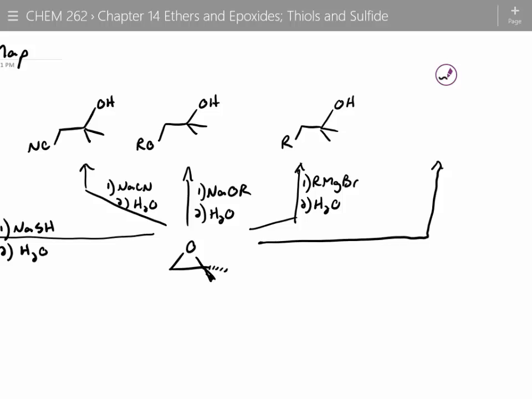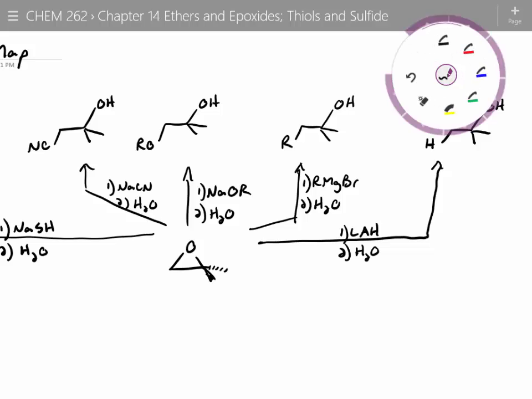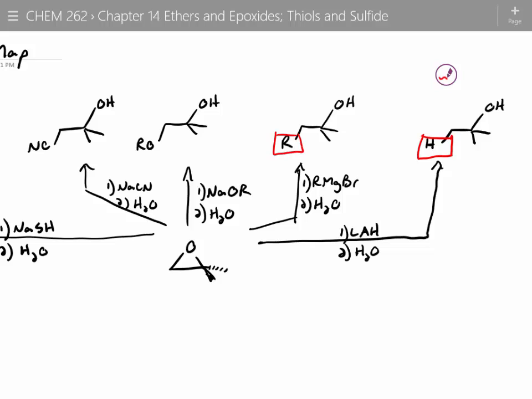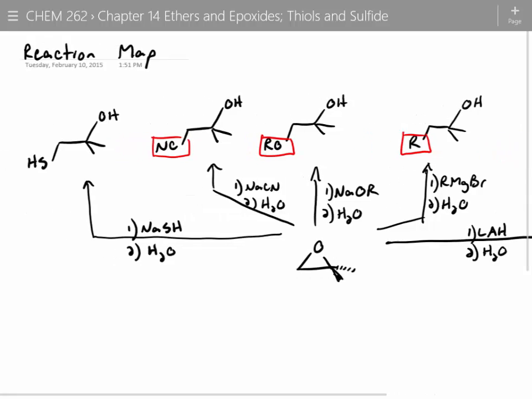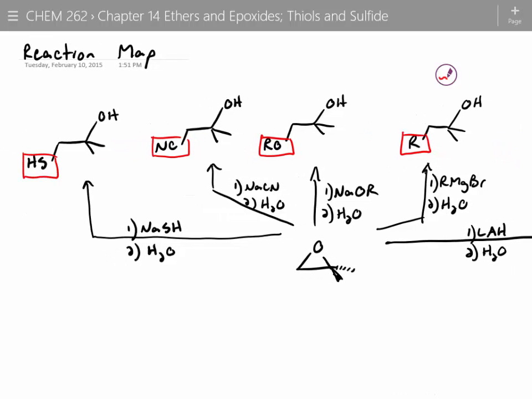Let's react this with lithium aluminum hydride. I'll call this LAH as our abbreviation. And we'll react it with water. We can actually add in a hydrogen into our epoxide. So in either case, for all of these reactions, we're adding a new group into that less substituted side of the epoxide. And we're always adding it in that same regiochemical position.